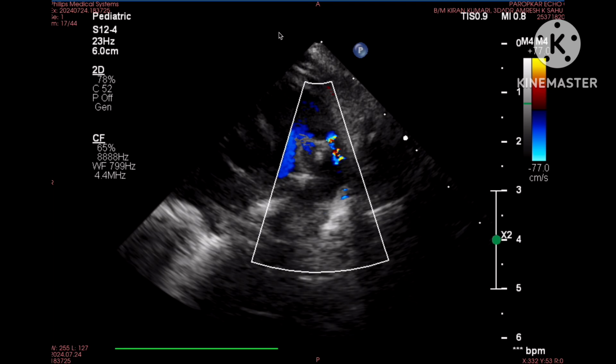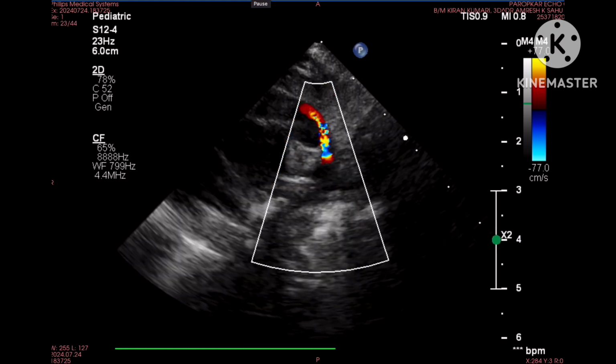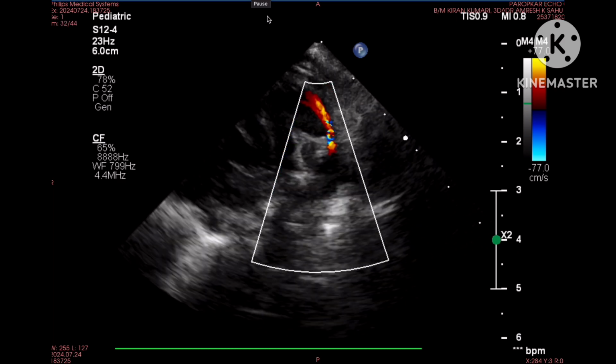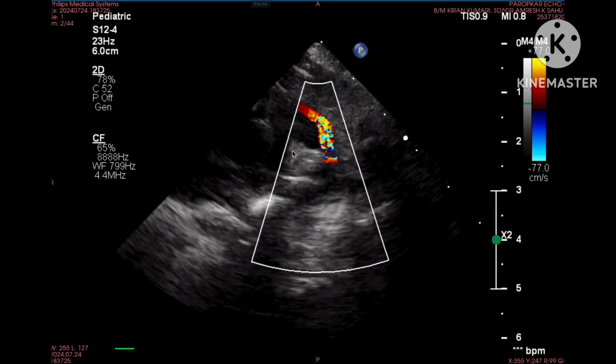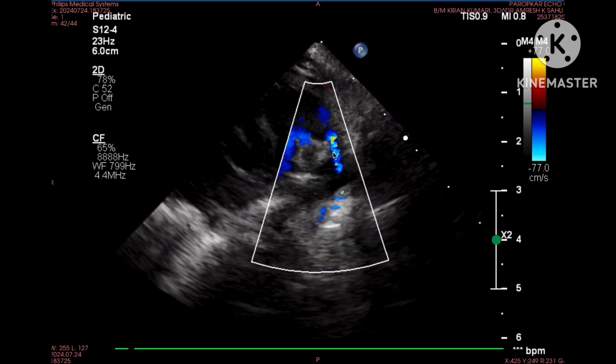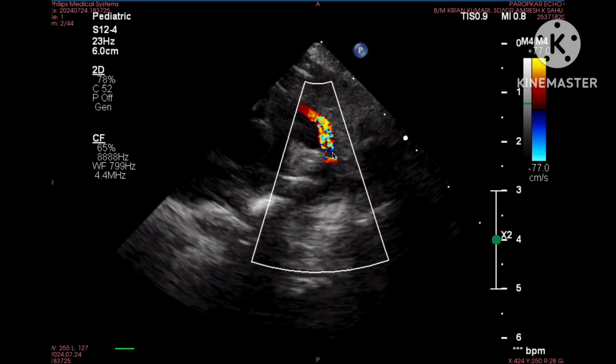So that is why the flow is blue in color, that is, the flow has reversed. So this case has bidirectional flow through the PDA, though mainly left to right. Compared to right to left, left to right is more. You see the flow is bidirectional in the PDA. You can see the right pulmonary artery branch, left pulmonary artery branch, and then the most lateral one, most left-sided, is the PDA.